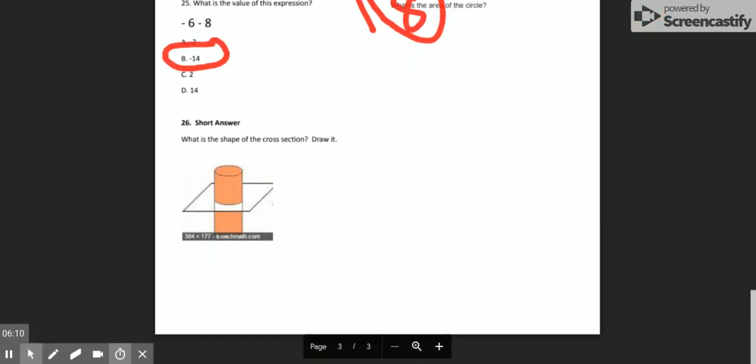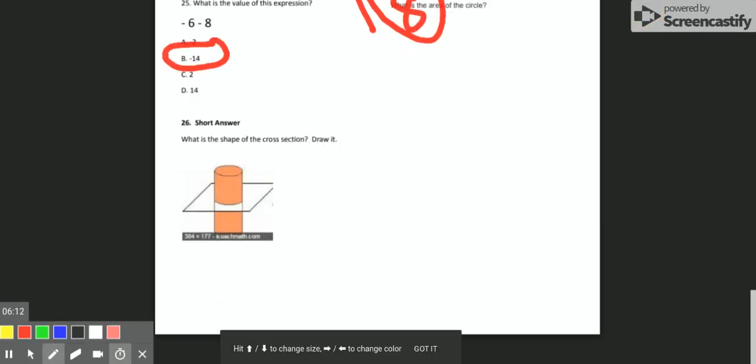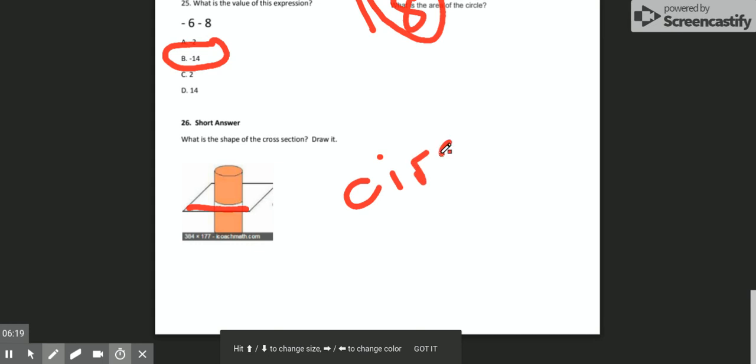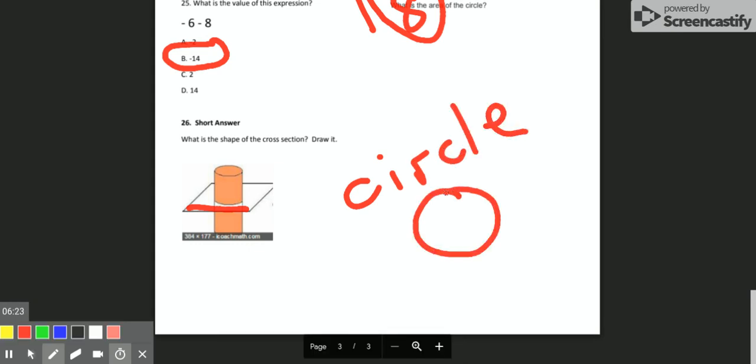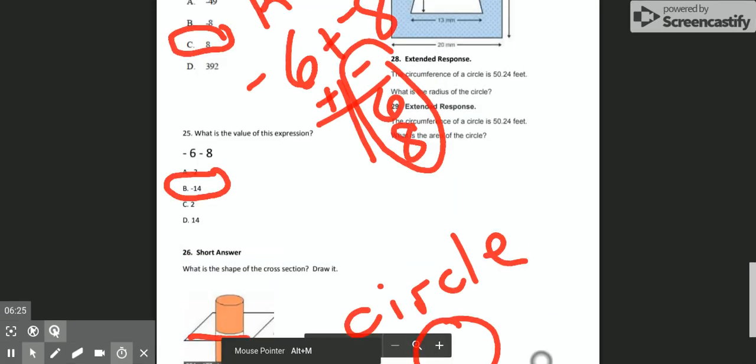Number 26. Again, you look at where they're crossing this, and it's a cylinder, so of course they're going to get a circle when they cross that. So circle, and you draw a circle. So that's going to be similar to your short answer.